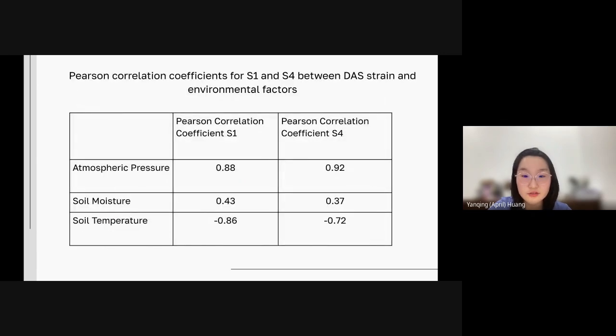Using the correlation function from the pandas library, I correlated the Pearson correlation coefficients. A coefficient of around 0.9 signifies a significant correlation between atmospheric pressure and strain for both S1 and S4. For soil moisture with strain, the Pearson coefficient is around 0.4, which indicates a medium strength of association. The negative Pearson coefficient between soil temperature and strain at S1 and S4 indicates an inverse correlation, where an increase in temperature corresponds to a decrease in strain.